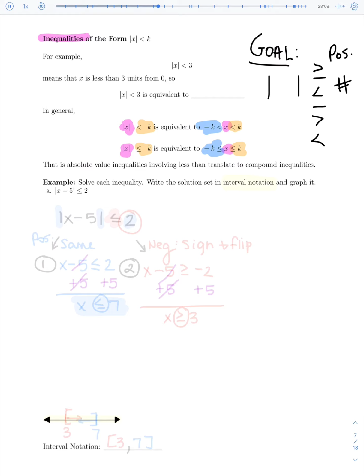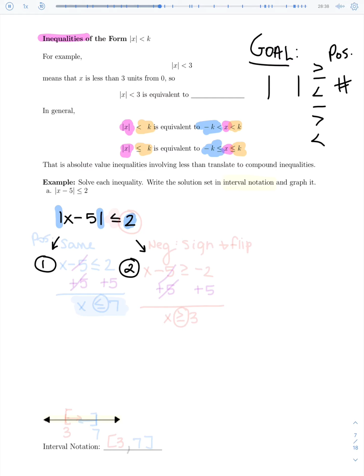So let's take a look at problem A. In problem A, we have the absolute value of x minus 5 is less than or equal to 2. So what's nice is the absolute value is already by itself on the left-hand side, and your positive number 2 is on the other side. So we are perfectly set up. So what we're going to do, once you have your absolute value by itself, is jump to doing our positive version and our negative version.